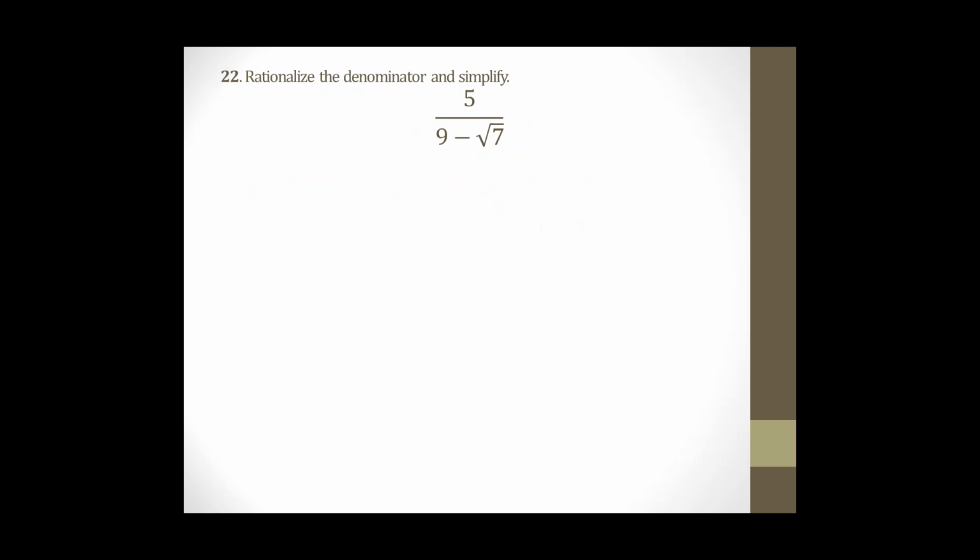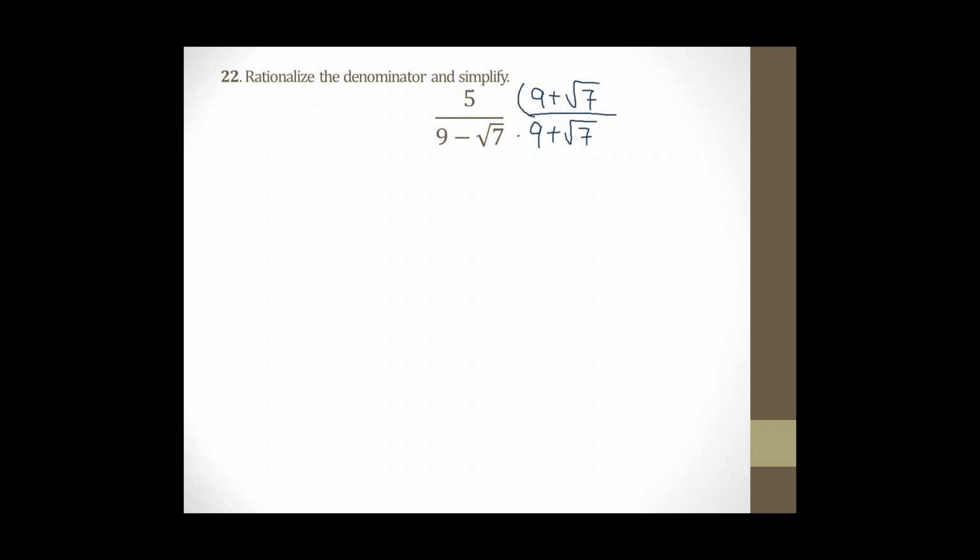Okay, 22. This one says rationalize the denominator and simplify. So rationalizing means that I need to get rid of the square root in the denominator. And to do that, I can multiply by the conjugate. The conjugate of 9 minus the square root of 7 would be 9 plus the square root of 7. But what I do to the bottom, I also have to do to the top to keep the balance of this fraction.